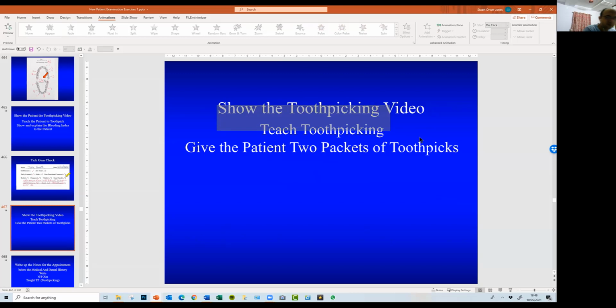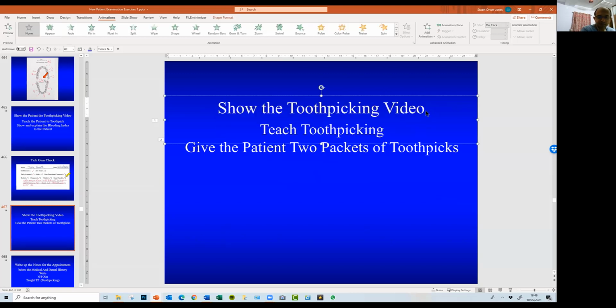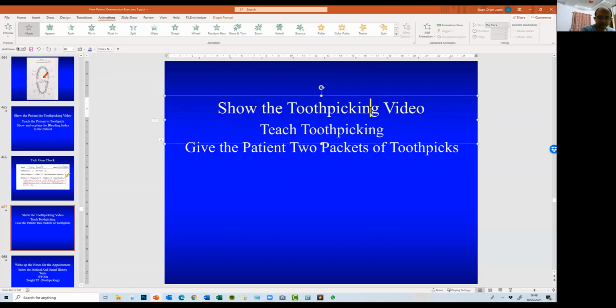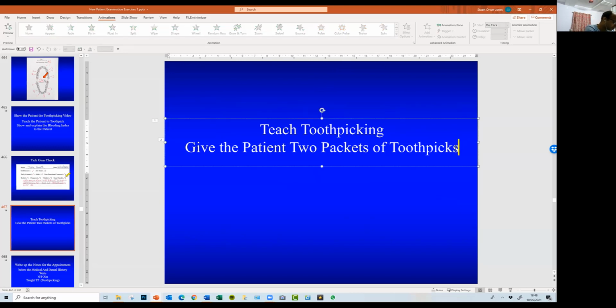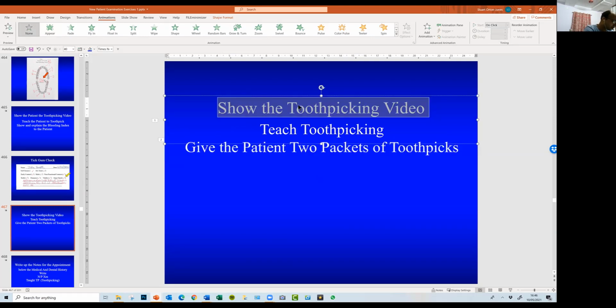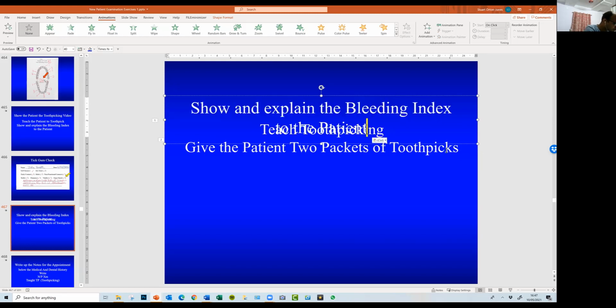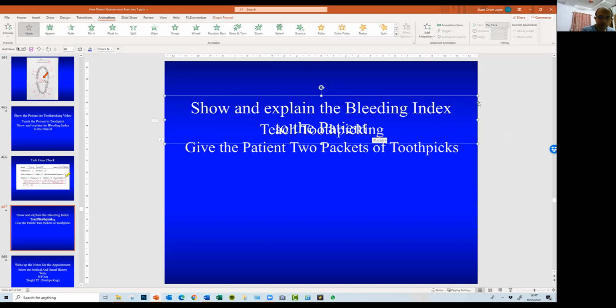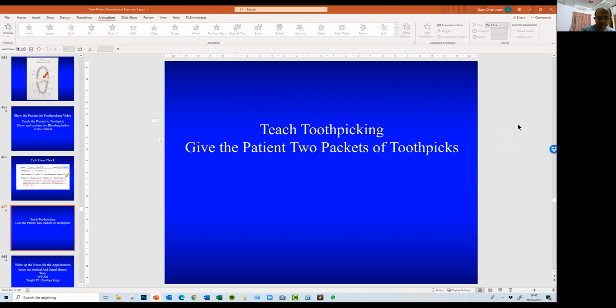So then you give the patient 2 packets of toothpicks. Do you remember why you do that? One for the person who asked him. Yes. Yeah. Okay.